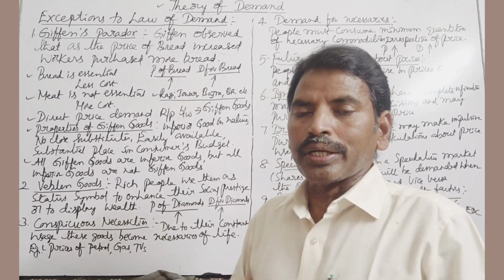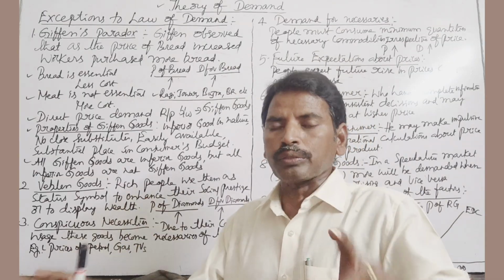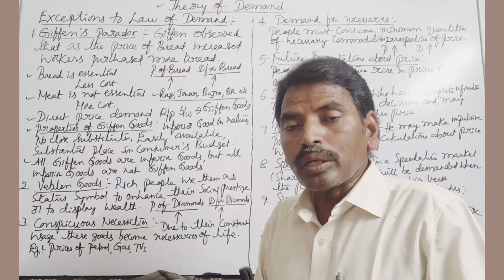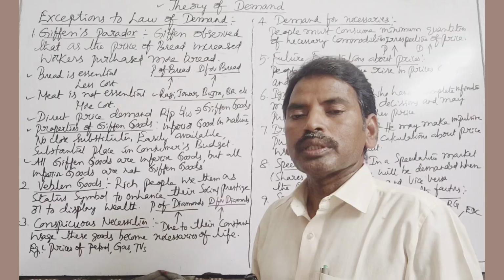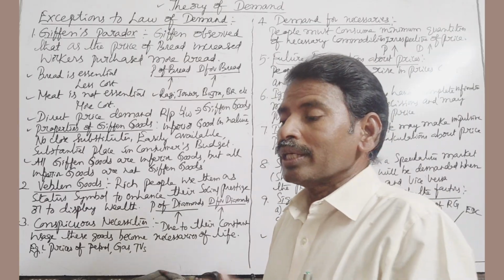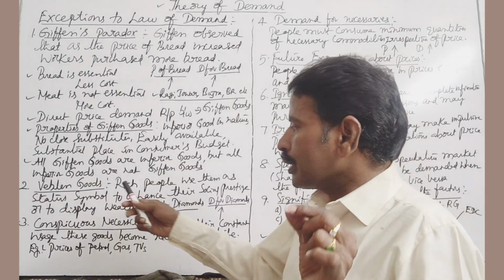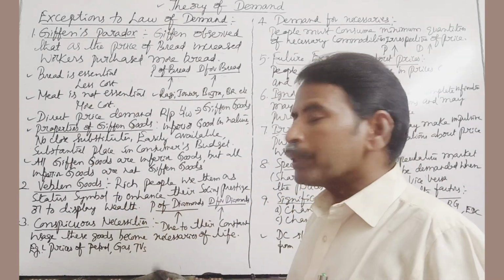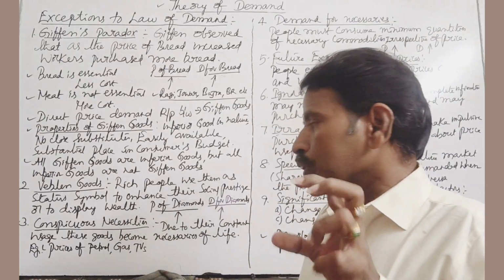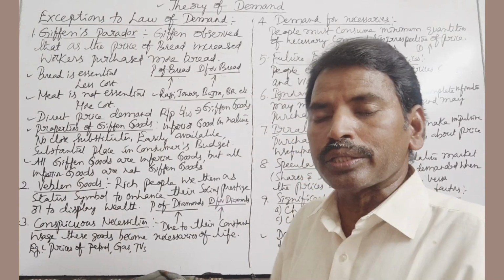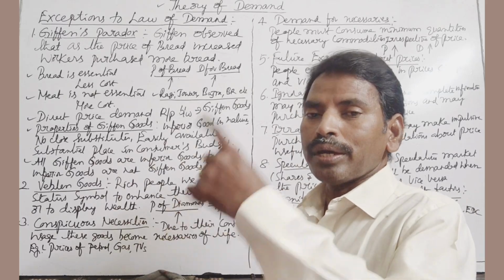What do rich people do? For status, prestige, or respect, if the price of the commodity increases, they buy that commodity. If the price of the commodity increases, demand for that commodity also increases. So he observed that rich people use them as a status symbol to enhance their social prestige or to display wealth. If the price of the commodity increases, they demanded more.